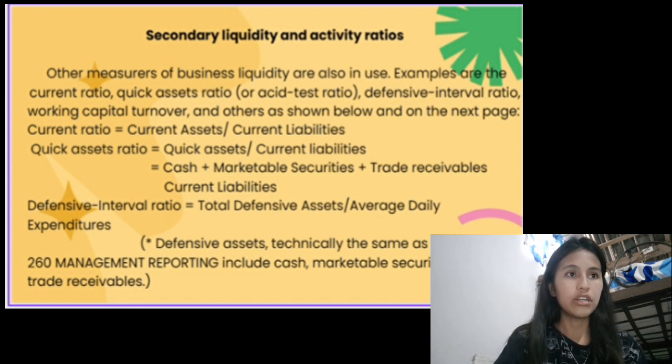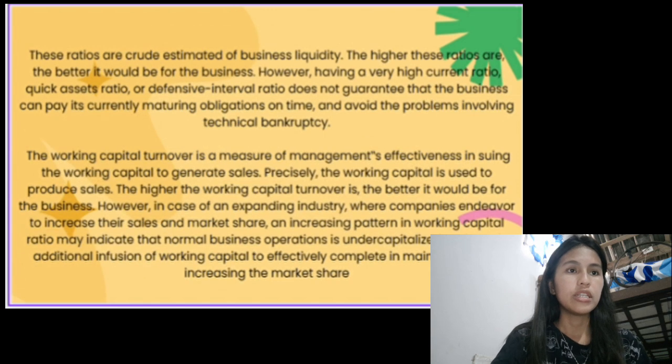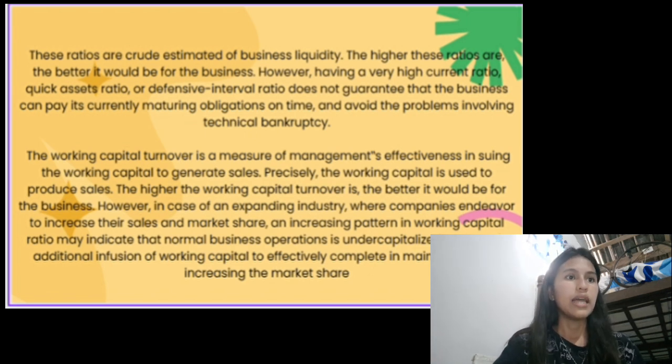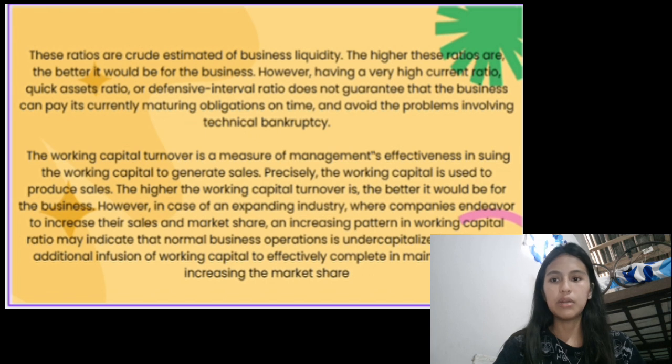These ratios are crude estimates of business liquidity. The higher these ratios, the better it will be for the business. However, having a very high current ratio, quick asset ratio, or defensive interval ratio does not guarantee that the business can pay its currently maturing obligations on time and avoid the problems involving technical bankruptcy.